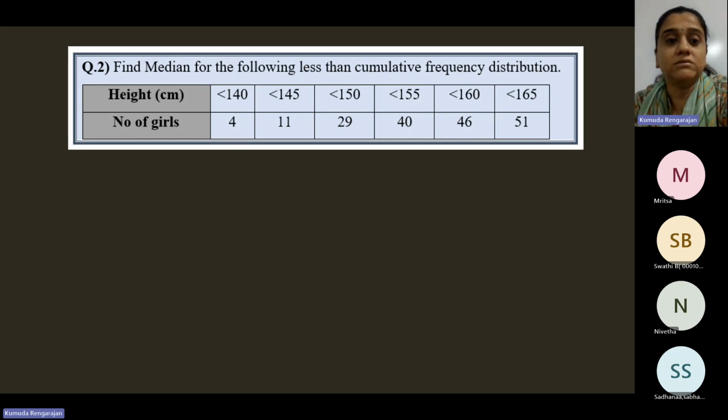Quickly prepare the... Don't find median. Just prepare the frequency table for me. Let's see who can give me the answer first. Just prepare the frequency table. I don't want median. Prepare the frequency table.